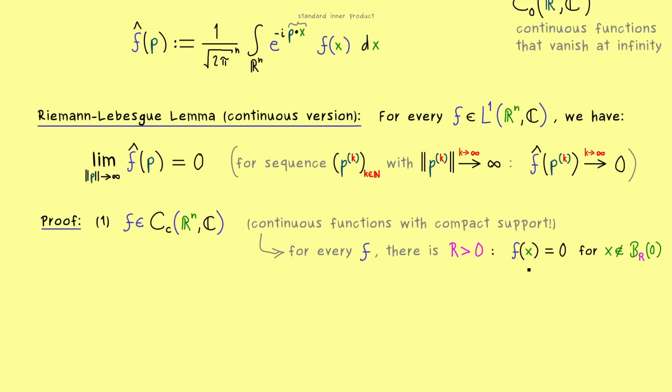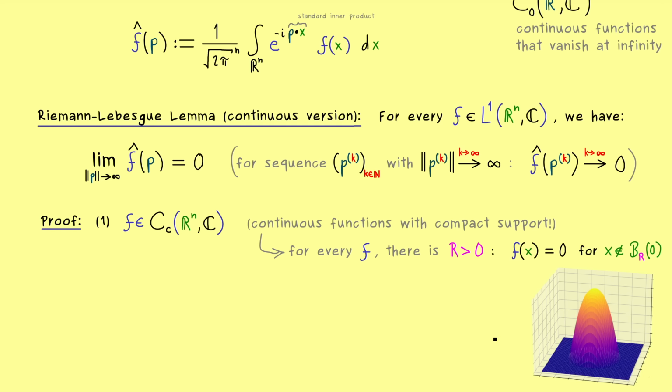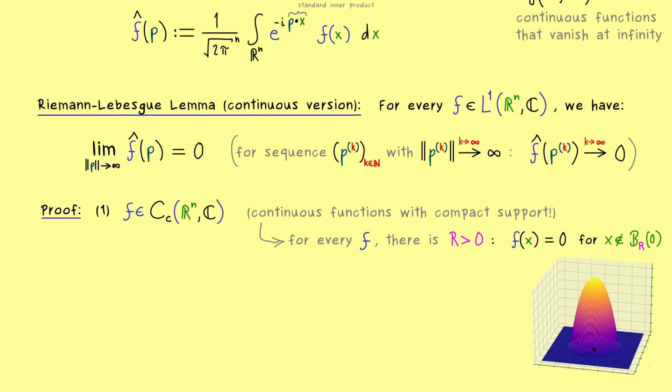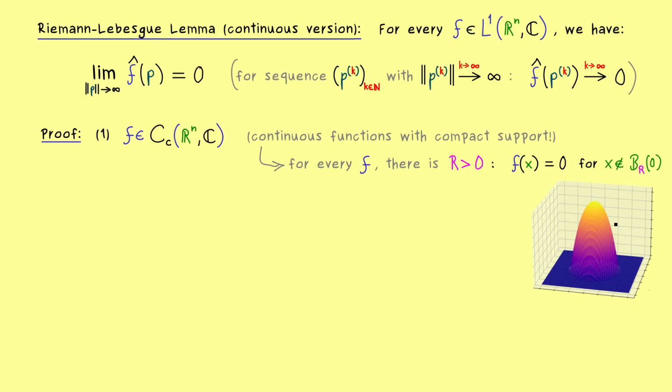And this also tells us that the support of this function lies in the closure of this open ball. A typical picture of such a nice function is something like that, where we have a bump in the middle and outside of a bounded set we are equal to 0. And in fact, we can make these functions even nicer.